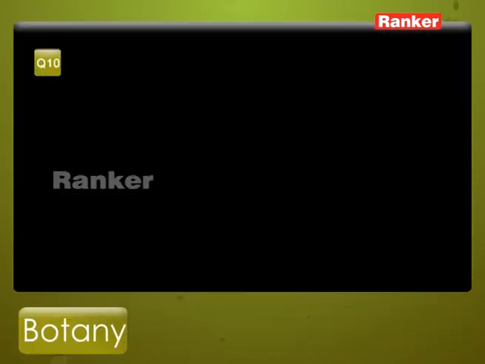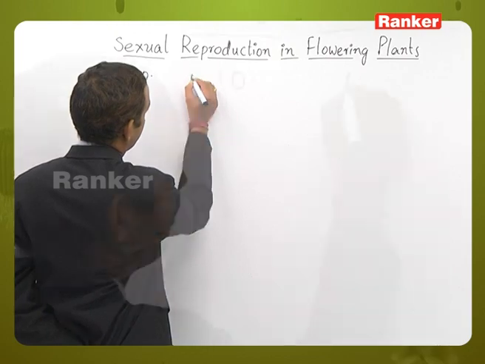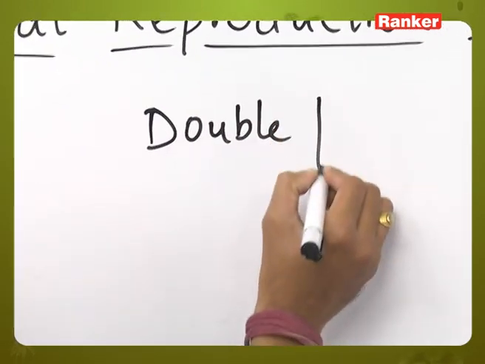Question number 10. Double fertilization involves, the given options are A, fertilization of the egg by two male gametes, B, fertilization of two eggs in the same embryo sac by two sperms brought by one pollen tube, C, fertilization of the egg and the central cell by two sperms brought by different pollen tubes, D, fertilization of the egg and the central cell by two sperms brought by the same pollen tube. So here, this is also a question related to the double fertilization process.